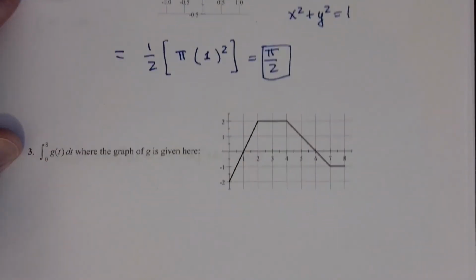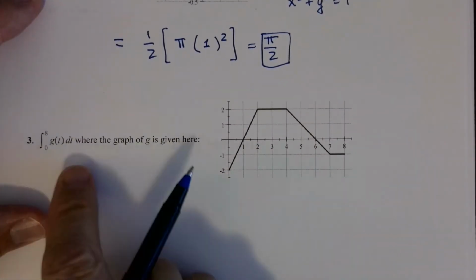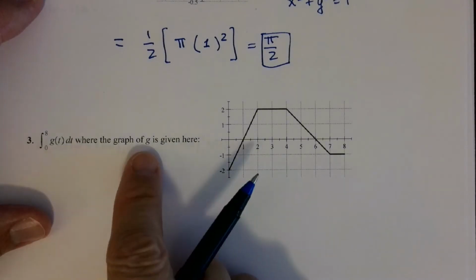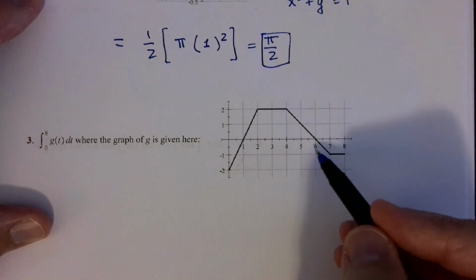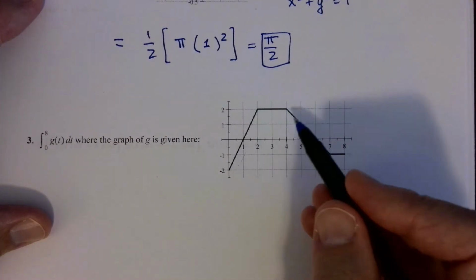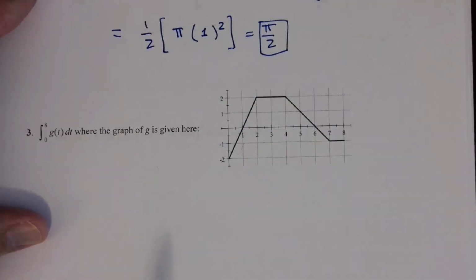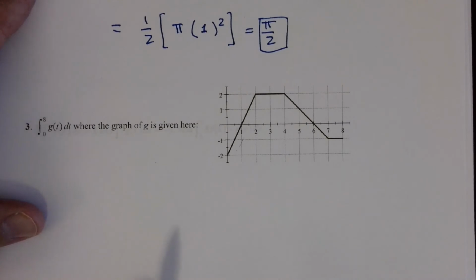Here's another one: the integral from 0 to 8 of the function g of t, and the graph of g is given. So notice g is made up of piecewise defined linear functions as we go from left to right. We don't have to find the actual equations for these. We don't need to do that. We're going to interpret it in terms of area.